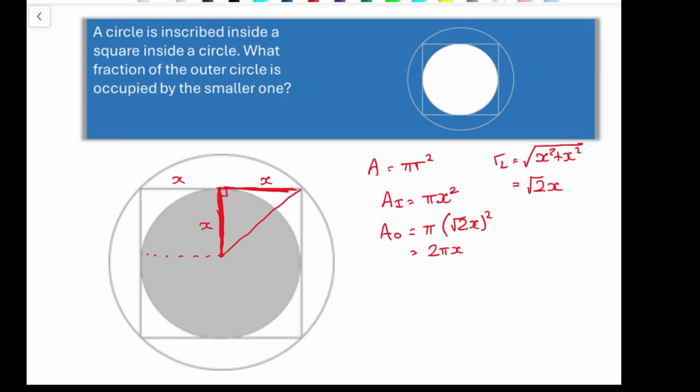Let me just tidy that up so it's more readable. The question wanted to know what fraction of the outer circle is occupied by the smaller one. So I need to work out the area of the inner divided by the area of the outer, which is pi x squared divided by 2 pi x squared. Lots of cancelling, and that just leaves a half, or 50%, or whatever I might want to write. Technically it says fraction, so a half is the right answer.